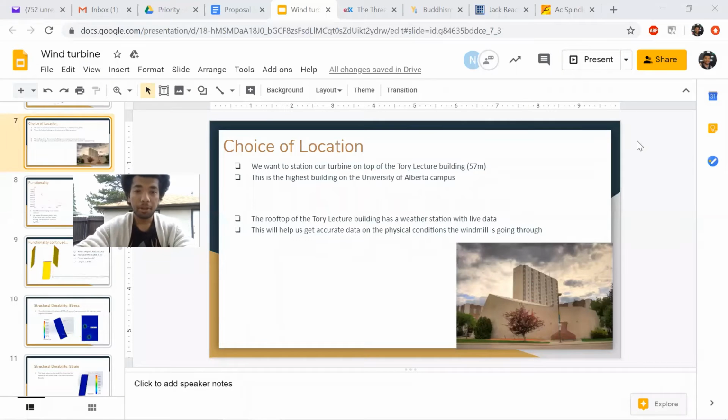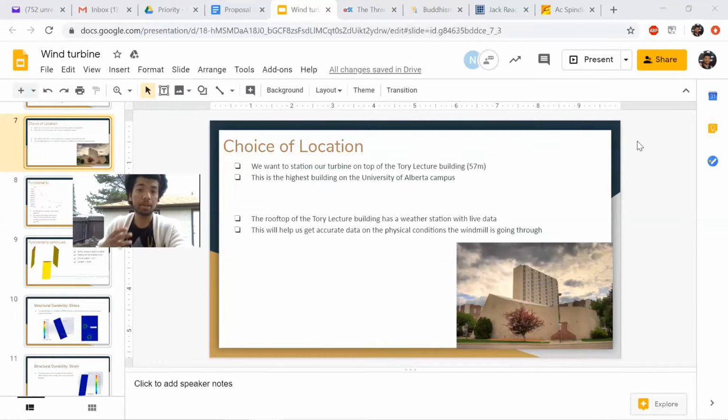Now I would like to talk about the choice of location. We want to propose to station our turbine at the top of the Tory Lecture Building, which is 57 meters measured from top to bottom. It is about 4 meters higher than the DICE building in the engineering quad. So we want to take advantage of every extra meter that we can possibly have. The Tory Lecture Building is also the highest building on the University of Alberta campus, which is really helpful because it signifies the importance of that.